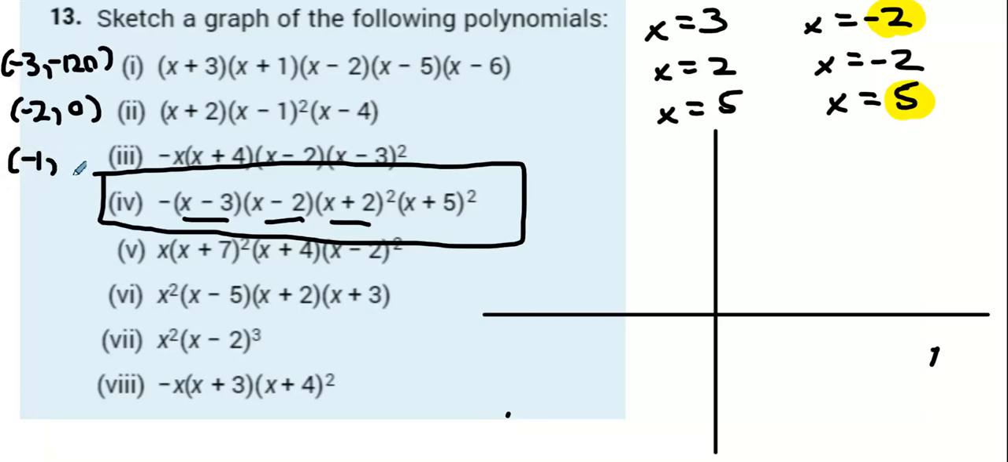Minus 1, minus 192. Plus 192. Minus 192. 0. Minus 600. Okay. 1. 0. Oh, sorry, 2. And 3.